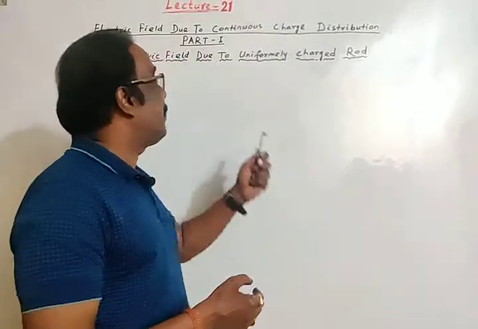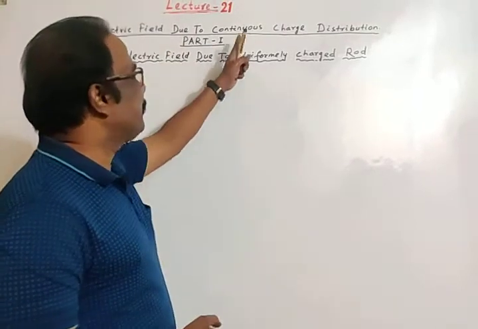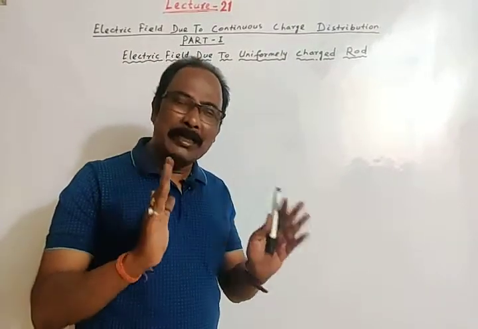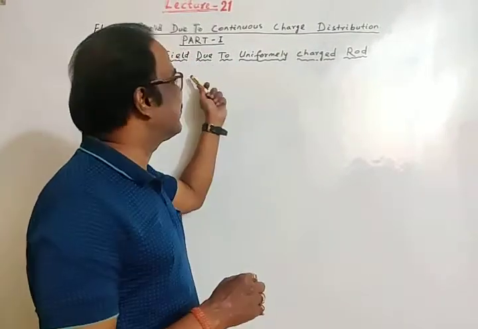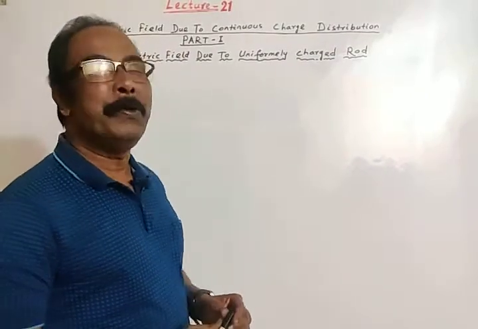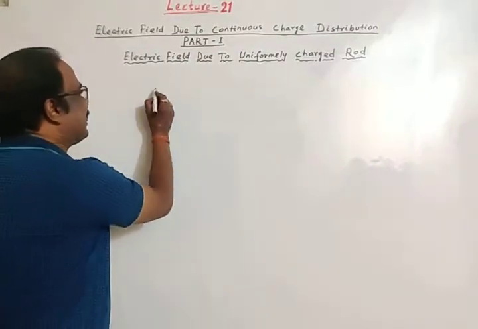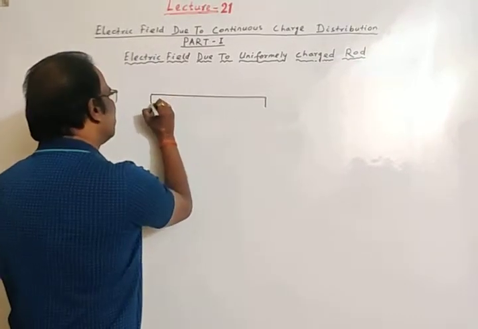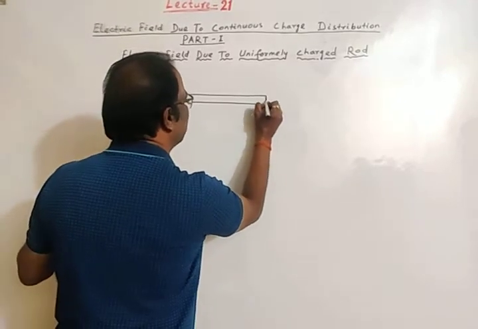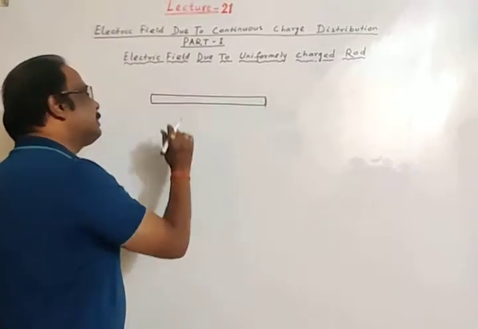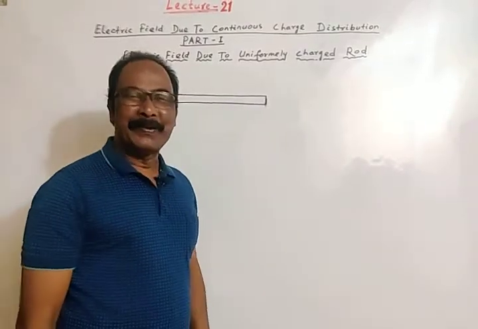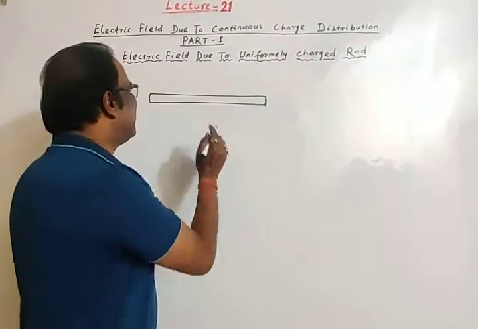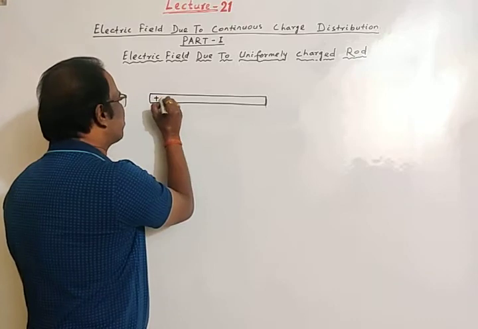Our basic thought is electric field due to continuous charge distribution. If charge is given to a rod, we are discussing electric field due to a uniformly charged rod. Let's consider this is a rod. Charge is given to this rod. So we may give positive charge or we may give negative charge. Let this rod be positively charged.